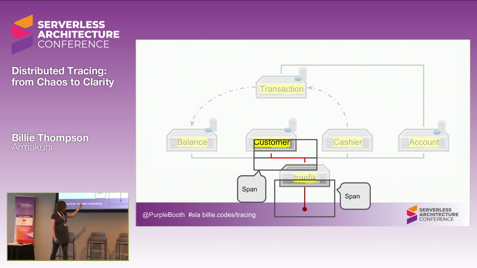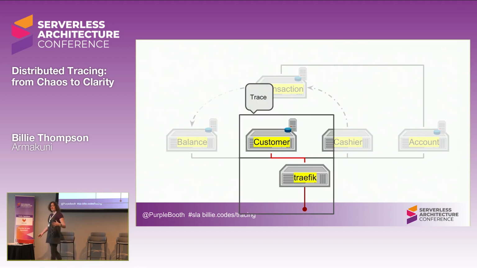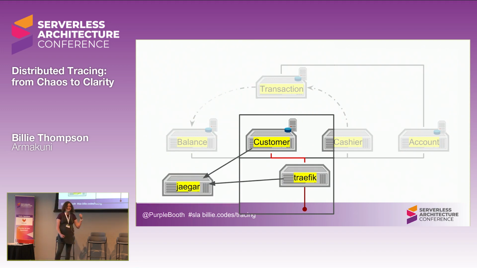Each of these little highlighted bits here are called spans. They are logical units of work. This is true across all tracing systems; they use the same terminology. As soon as the request hits Traefik, we start a span. Just before the request leaves Traefik, we start another span. And as the request comes into the customer service, we start another span as well. All of these things together are called a trace. These traces get sent to a tracing server, although the actual implementation of this isn't defined as part of any of the standards.